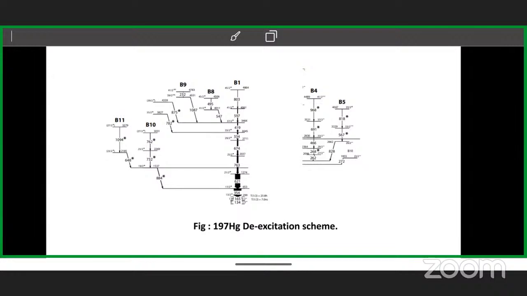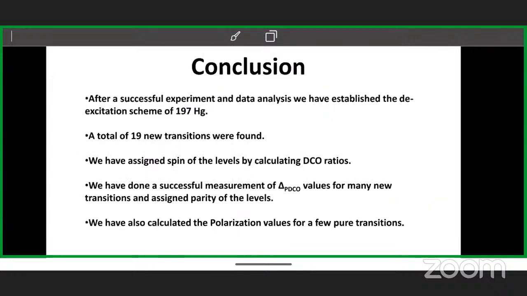On the negative parity side, and on the positive parity side, we also have many new gamma transitions. In bands B1, B11 and B10, we have discovered these gamma transitions. In conclusion, after a successful experiment and data analysis, we have established the de-excitation scheme of 197 Mercury. A total of 19 new transitions were found.